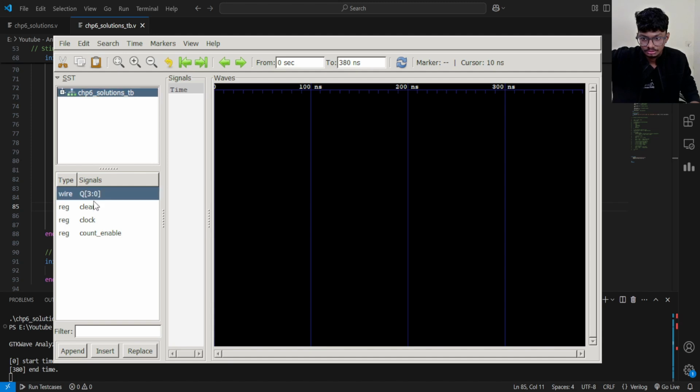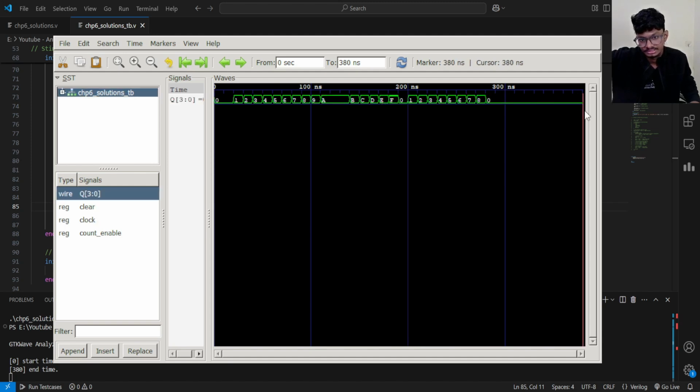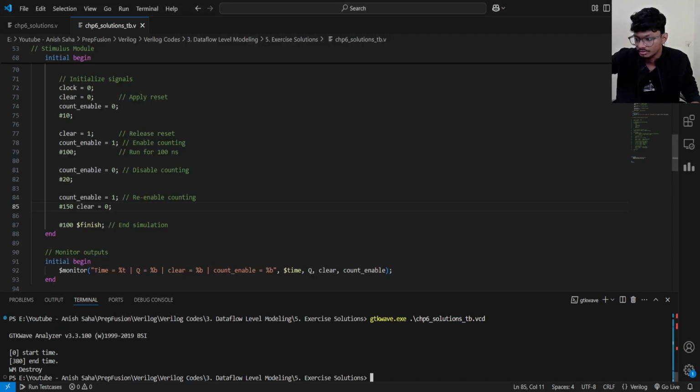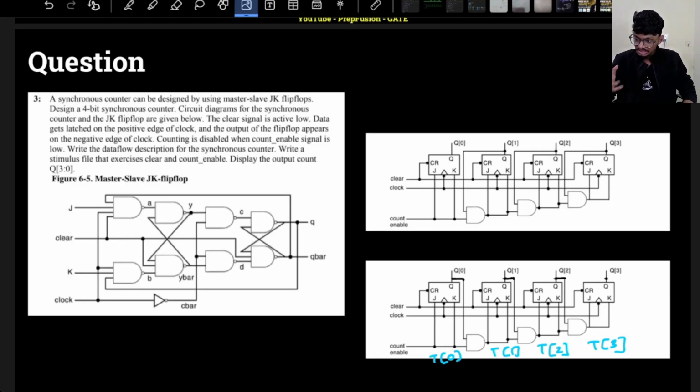So this will be, so you can see, right, here it is 8 and then again it resets. So I hope you understood whatever I wanted to explain, this counter thing. So that was about it for the exercise solutions.